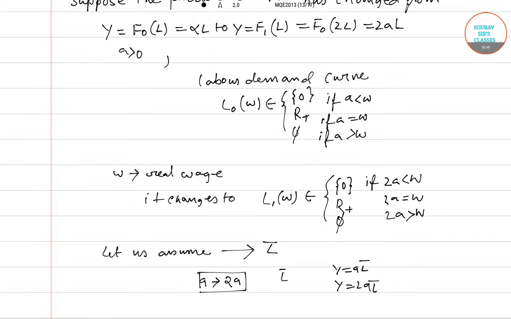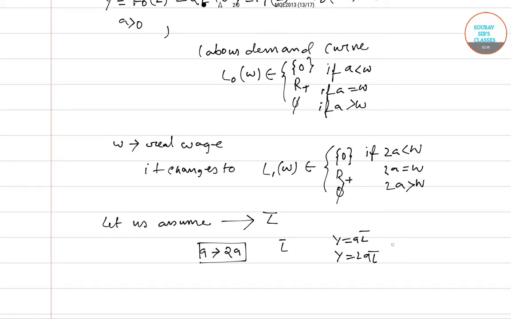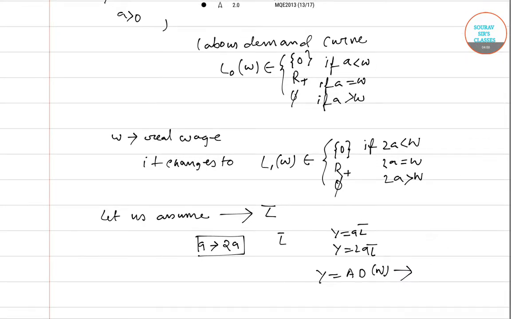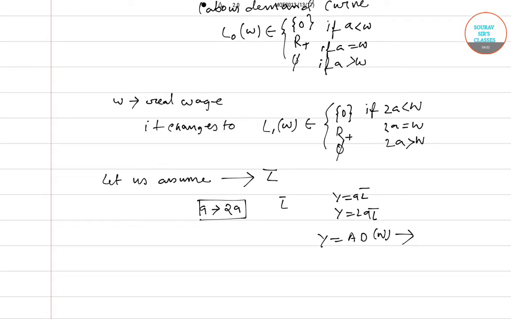Given aggregate demand, any aggregate demand, say for example aggregate demand is y = AD(W), it is easy to see that the new equilibrium level of output in the model will be twice as much as it was earlier.